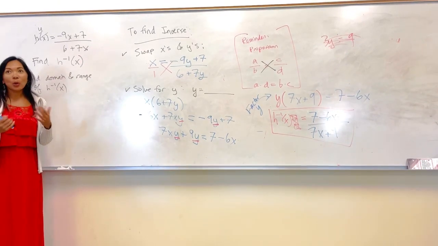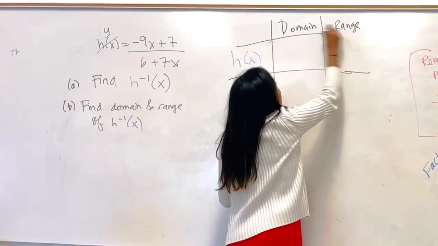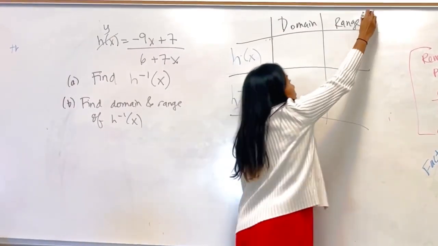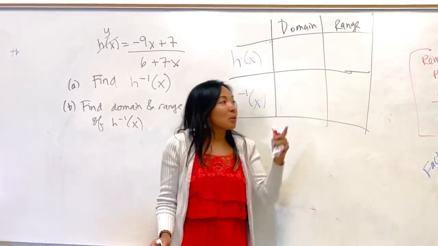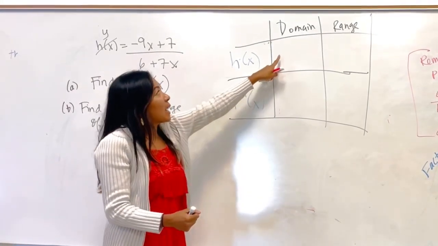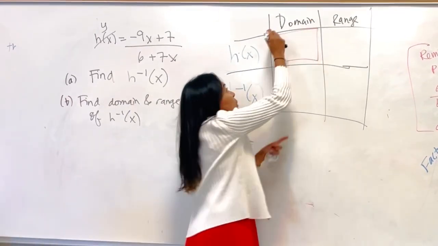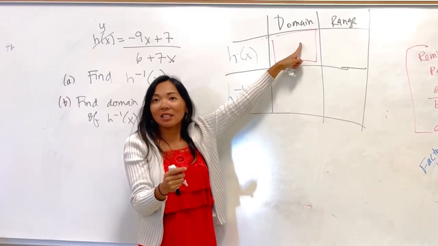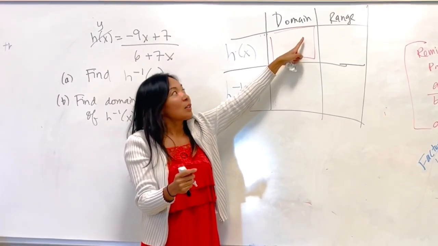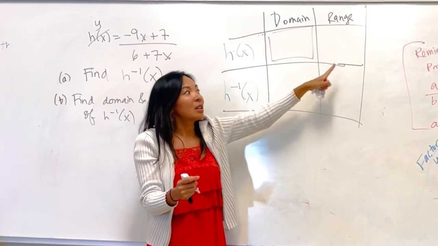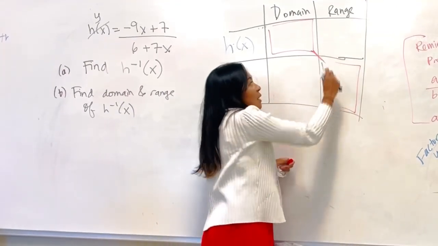So in the last 4 minutes, which I'm not going to be able to do justice, I'm going to talk about domain and range. I'm going to tell you something. These are 4 boxes. If I know 2 of them, I can fill out all 4. The reason is, if I have the domain of h of x, these are the x values of this, what am I going to know right away? If I know the x values of this, I will know the y values of the inverse. So these two are going to be the same.